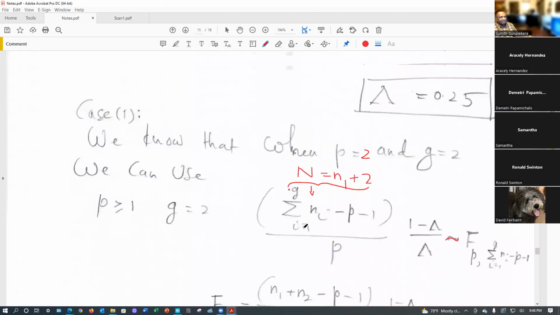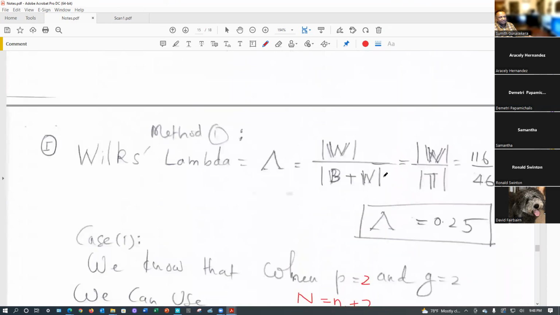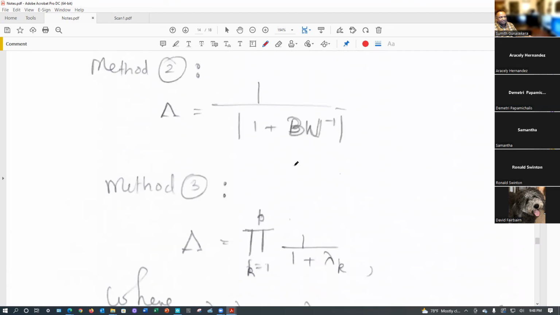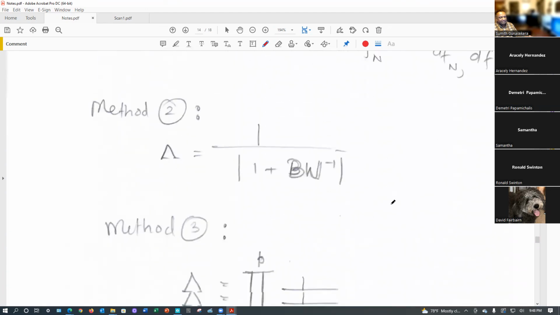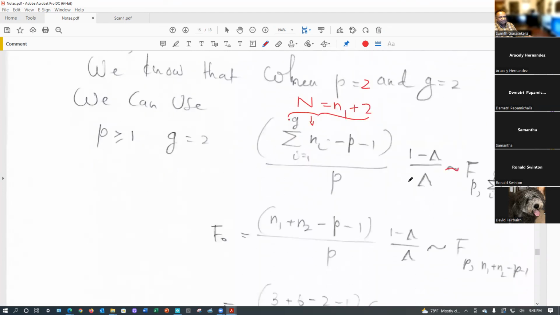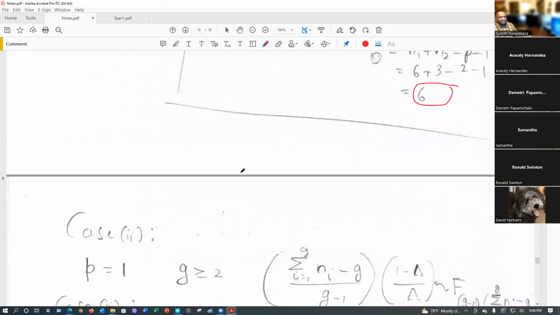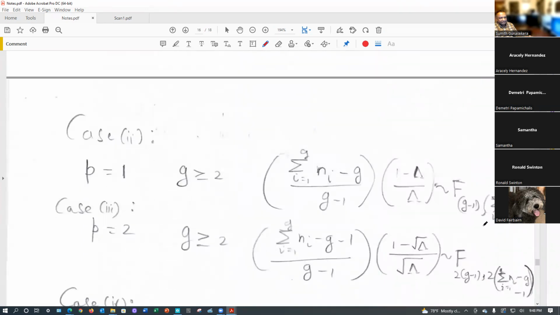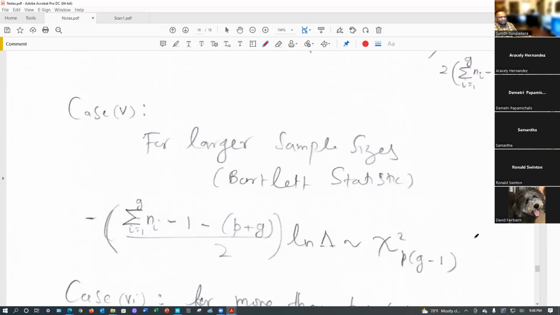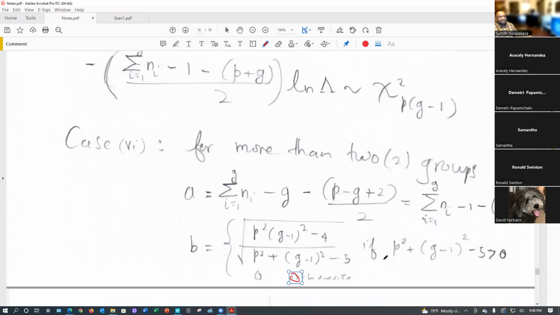Wilks' lambda. You can get it this way, this way, this way, like that. See how they are related to F, this way. That is for my example. Okay, this way, this way, or this way.